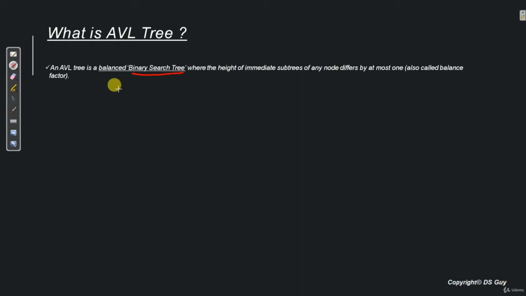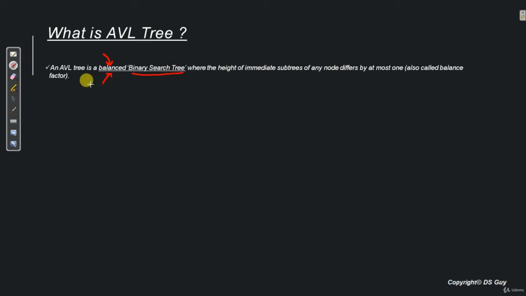But we also see that there is one more term that has been added over here called balanced, which was not there in the case of a binary search tree. So a binary search tree can be disbalanced, which we saw in the previous video. But an AVL tree makes sure that a binary search tree is never disbalanced. It is always balanced so that the performance is maintained.